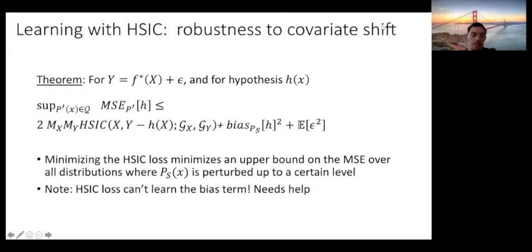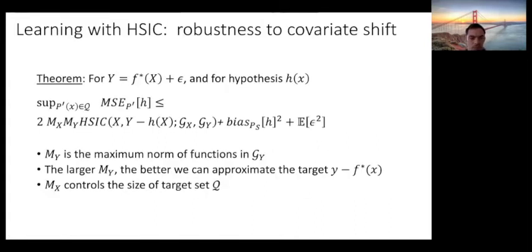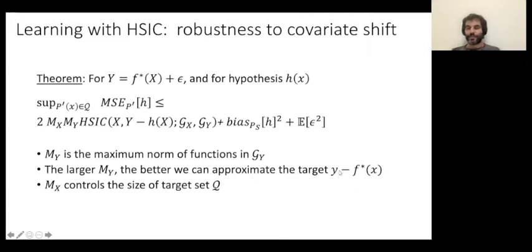Okay, it's not immediately intuitive to me why a greater value for M sub Y would give us a better way of calculating the HSIC that you were talking about. You said the greater M sub Y makes a looser bound, but also results in a better approximation of the target. Why is that the case? Because we are not actually guaranteed that this target is within the kernel space, GY. We don't know the form of this function a priori, and it might not be within the kernel space that we're optimizing over. Now, I'm not actually sure what would happen in practice in this case, but at least in theory, it might be a problem.